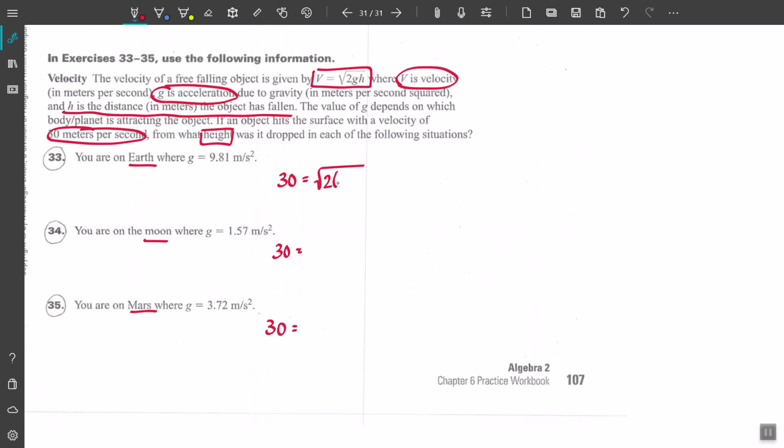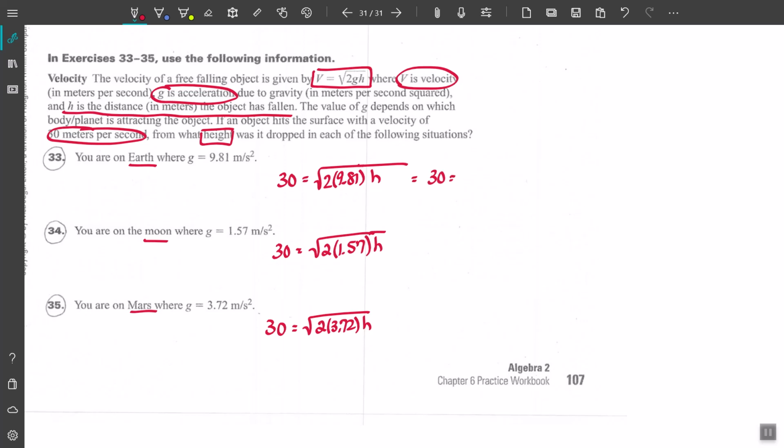So on Earth, I'm going to set it up for 9.81 meters per second squared. My h will stay open because that's what I'm solving for. Down here on the moon, I'm going to follow that formula, but I'm going to stick in 1.57 for the gravitational pull. And then on Mars, Mars' gravitational pull is in the middle of these two, and so we'll stick that in. So the height that it has to fall from in order to reach that velocity by the time it hits the surface is going to be different. But we're going to solve it all the same way.